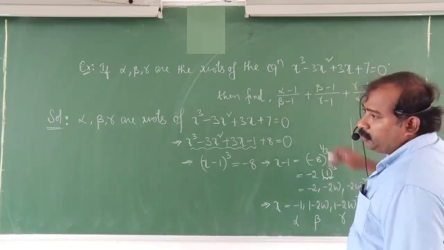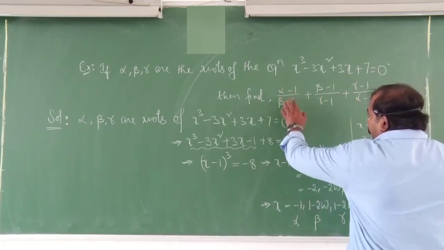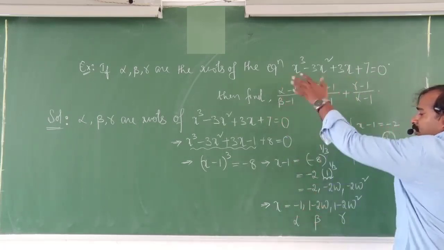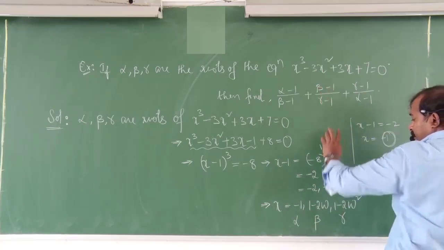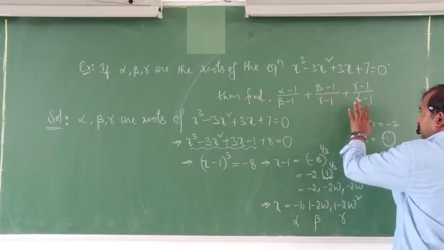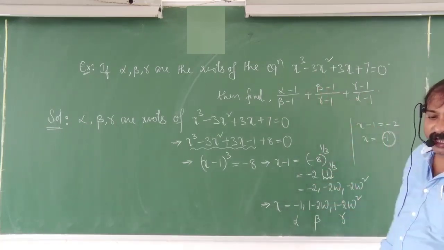Now already all the values we know. Then substitute the value. What are they asking here? Alpha minus 1 by beta minus 1. Alpha, beta we know. Replace. Next, beta minus 1 by gamma minus 1. Replace it. Simplify. You will get the answer.